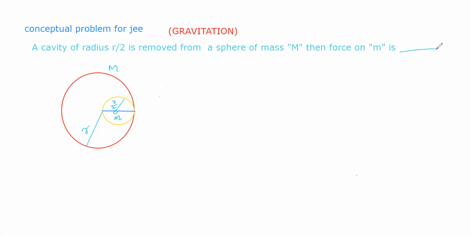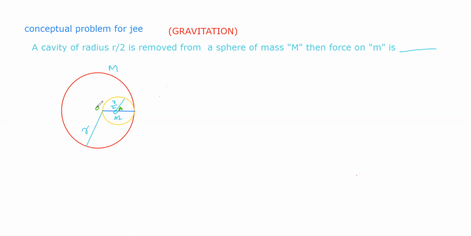So to find the force on the small m by the sphere, we have to find the field at the point where the small m is placed, by the sphere. We have to find that first of all. To find the field at that point, let us consider the point where the small m is placed as point A, because the center of the sphere is O.